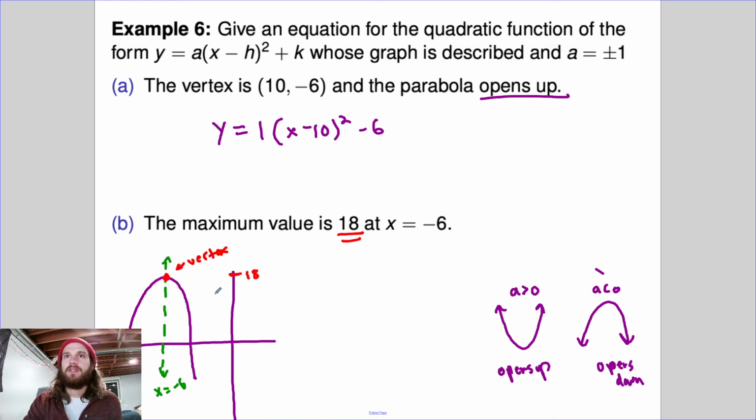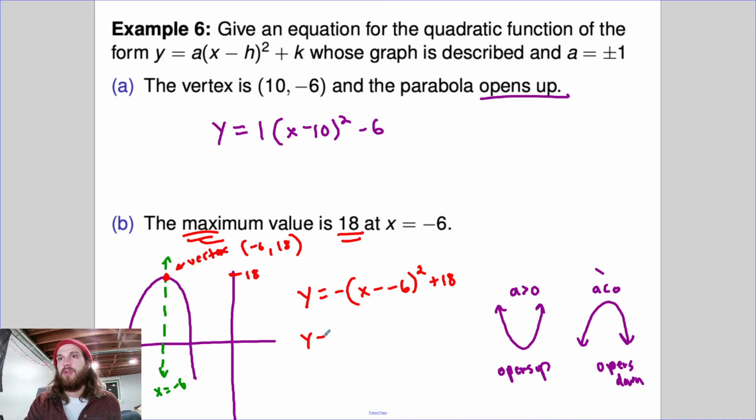So our vertex is -6, 18. So it's given us that information. Since it said it was a maximum, I know it has to open down, and a has to be less than 0. So we can write our equation as y equals -1, because our direction said -1, times x minus -6 squared plus 18, or if you're real clever and you picked up on it quickly, this is just going to be the opposite, so x plus 6 squared plus 18.